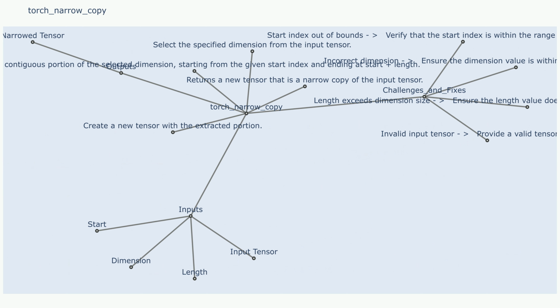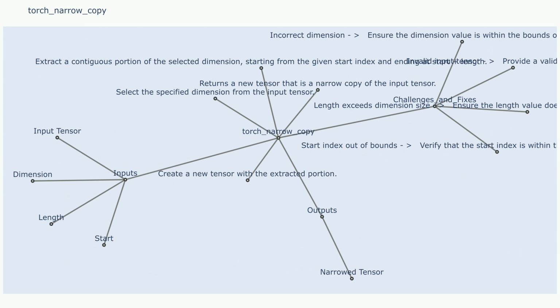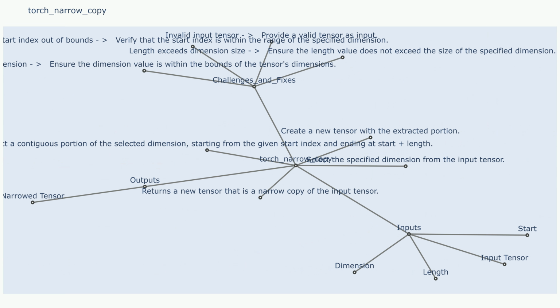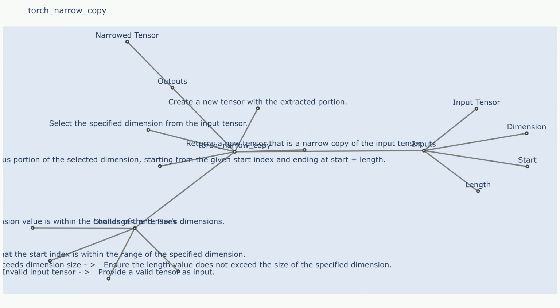It is a view, meaning it shares the same underlying storage as the input tensor. Output 2: none. Steps. Step 1: the function identifies the specified dimension dim in the input tensor. Step 2: it then extracts a contiguous portion of the tensor starting at the specified index start and extending for the given length. Challenges and fixes. Challenge 1: attempting to narrow beyond the bounds of the input tensor. This could lead to an index error.